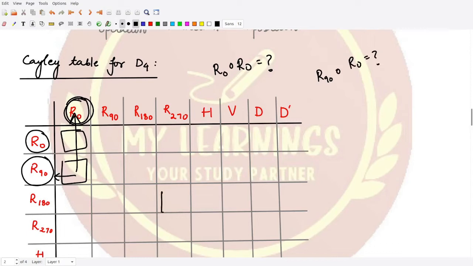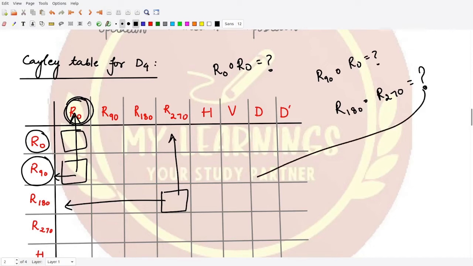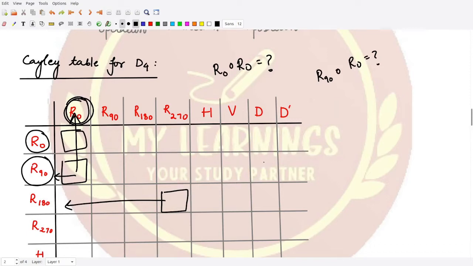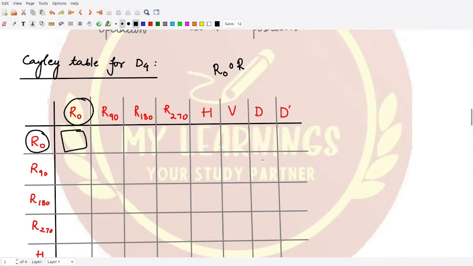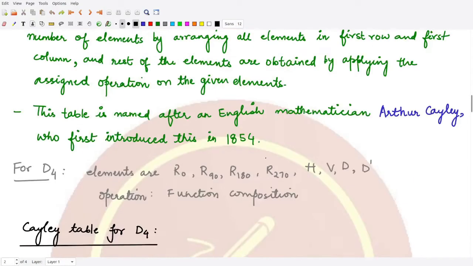Similarly, if you want to calculate this entry here, first of all you will write R180, then you will compose it with this particular element here, which is R270, and after calculation you will find out what the element is. Whatever the element is, you will substitute it here, and in this way you will fill the whole table. So this table will represent all the calculations made by the group using these 8 elements and the operation of function composition, correct? So this is the Cayley table.